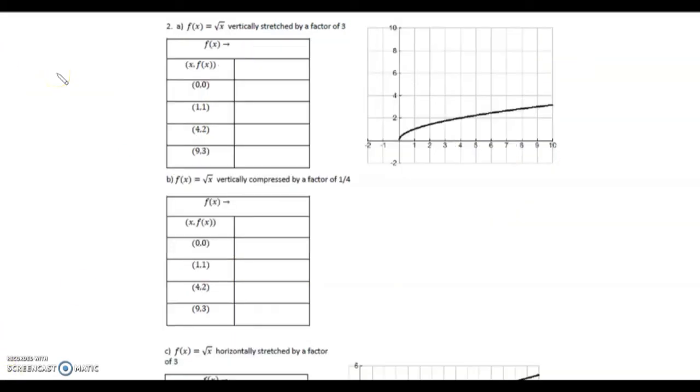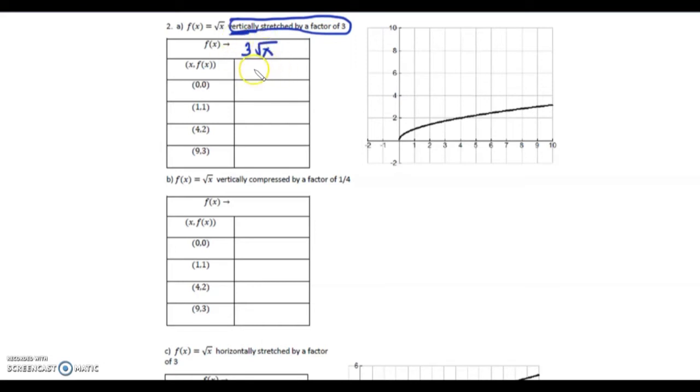Okay, question 2. f of x equals root x. Let's rewrite root x as a function that is vertically stretched by a factor of 3. Okay, so again, vertically, this is more like the mindless one where we just put the number in front and we write the function. Okay, so this is an easy one.